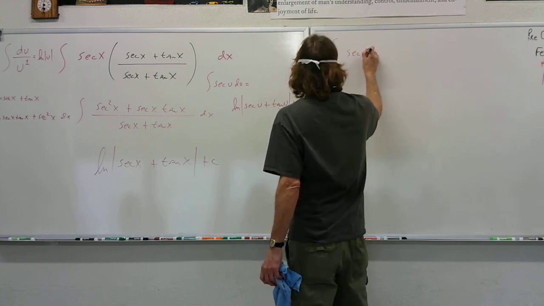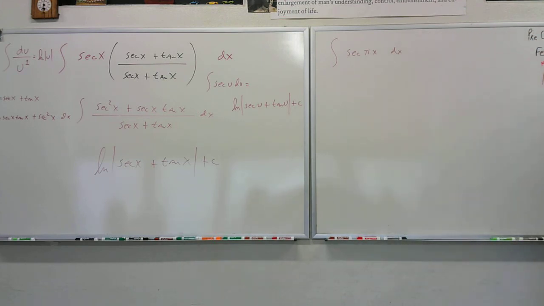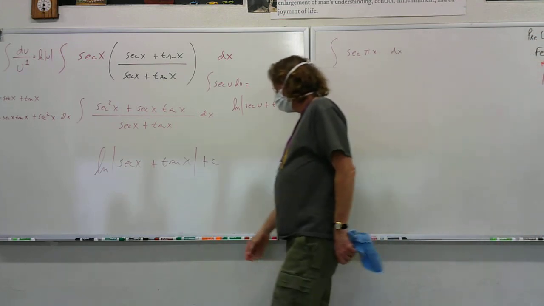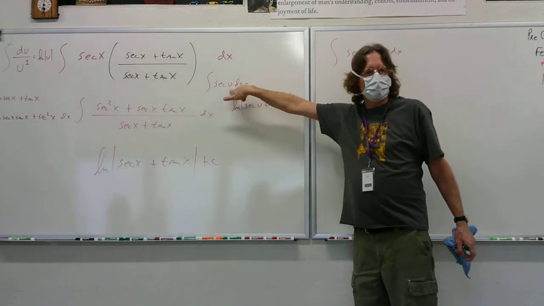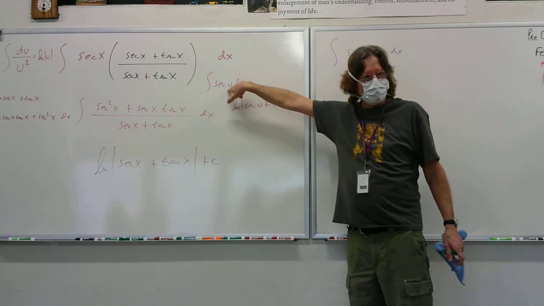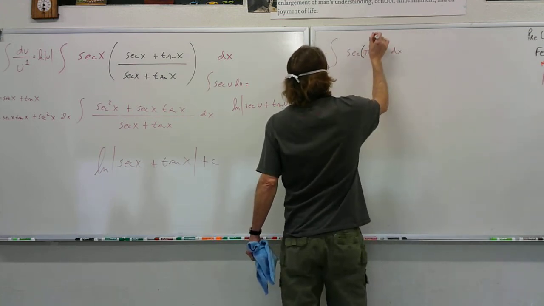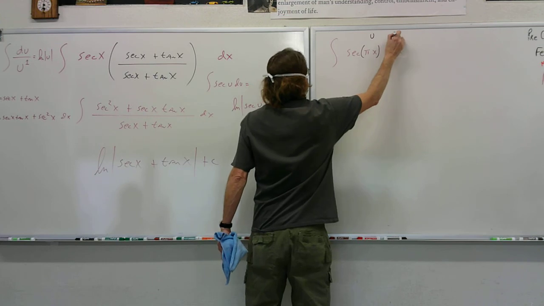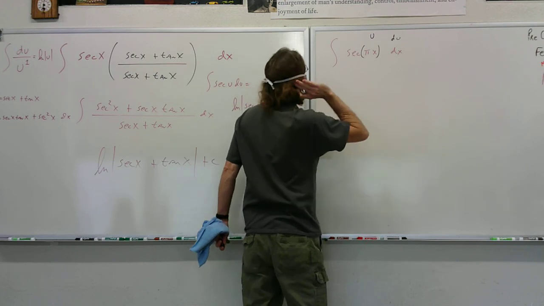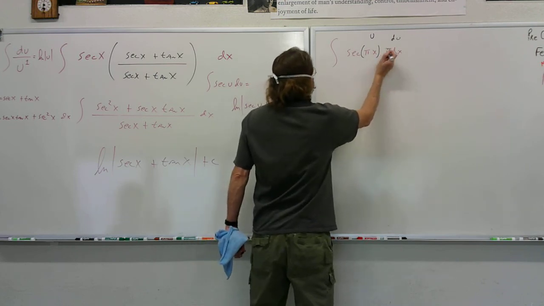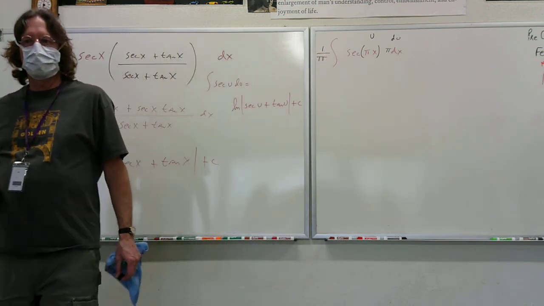Okay, secant pi x dx. Does everybody realize the u is just the what? The u is not the whole thing. The u is only the part that's after the secant, right? Does everybody see that? Everybody okay with that? So, there's your u. So what do I need right here to make du? What needs to be written right there? Pi. But if I put a pi there, what do I have to put out front? 1 over pi.